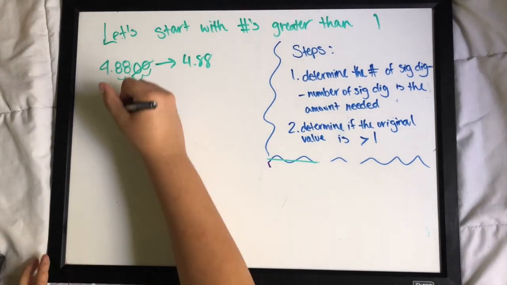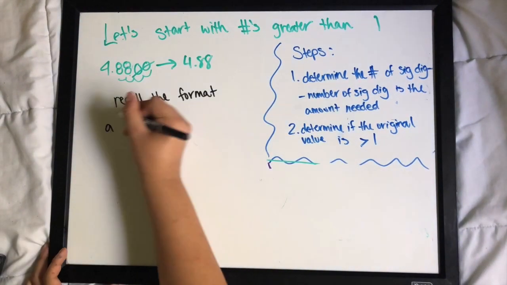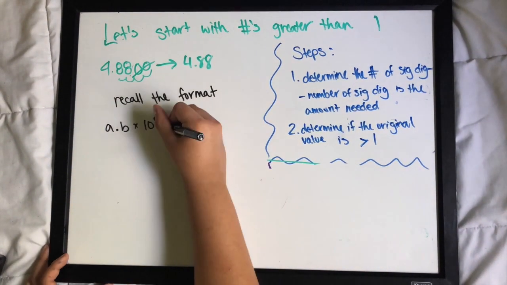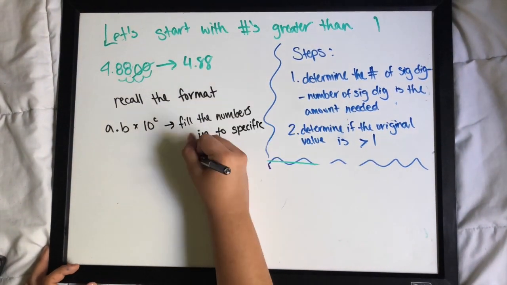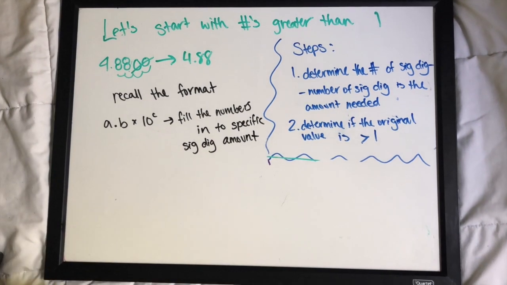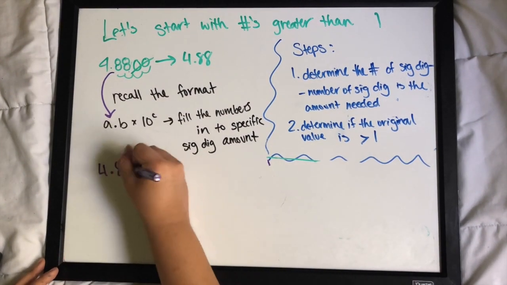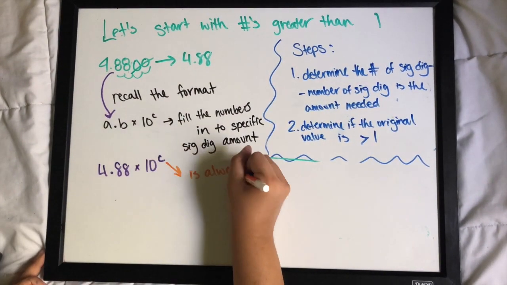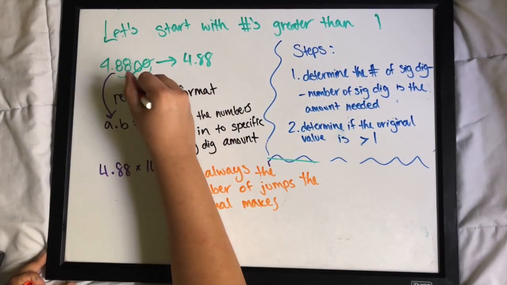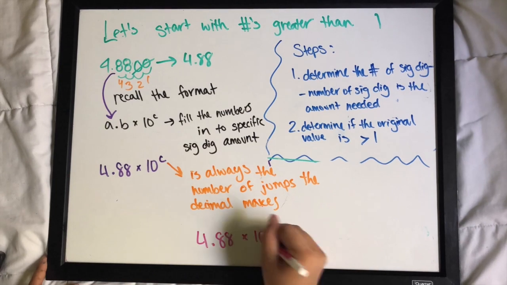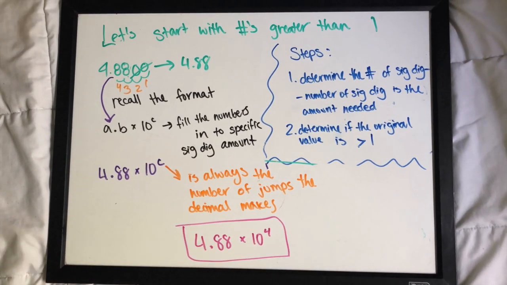To continue, now recall the format that we had. So we're taking our 488 and we're going to take our equation. We're going to plug the numbers in to the specific significant digit amount. So a.b is going to become 4.88, and then times 10 to the power of c. C is always the number of jumps that you make. So if you recall, we made 4 jumps. So it turns into 4.88 times 10 to the power of 4.